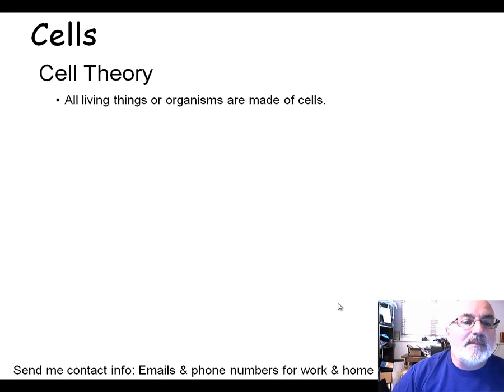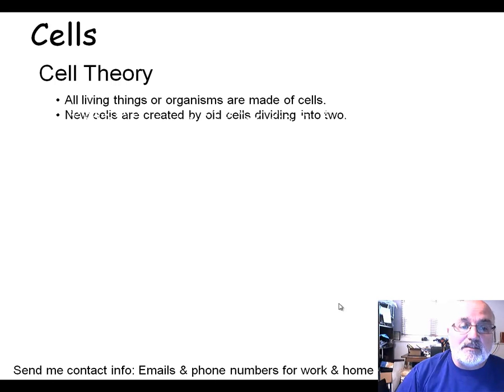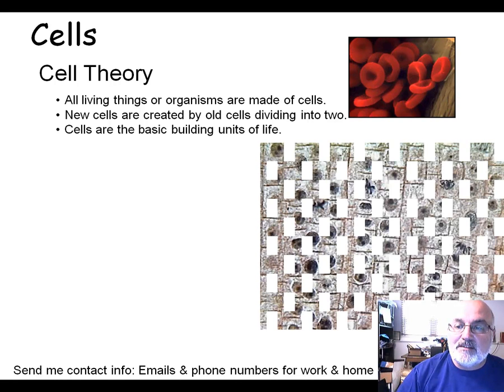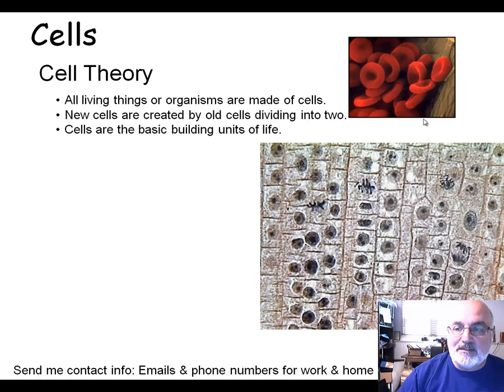Cells, cell theory. All living things, organisms, are made out of cells. And these cells are created from old cells. Cells are the basic unit of life. We'll talk about blood cells as being eukaryotic cells having a nucleus at some point, although they don't have them when we consider them as regular blood cells.